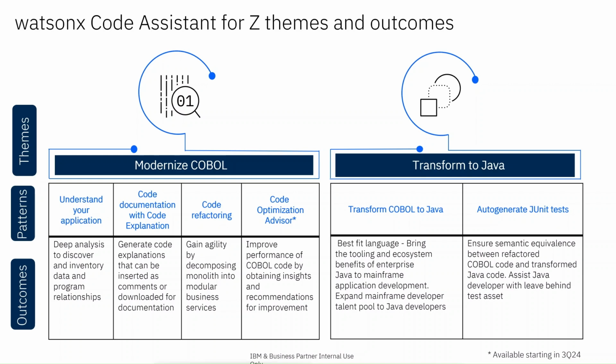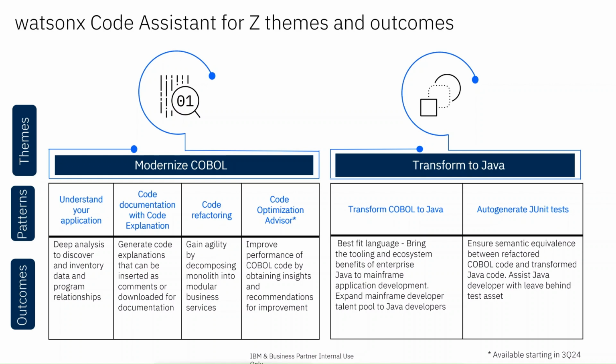Since the availability of watsonx Code Assistant for Z, the workloads are falling under two themes in most clients: modernizing COBOL and transforming to Java. In the modernized COBOL theme, Watson Code Assistant can understand your application, helping it understand the relationships between the data and the programs. Code documentation with code explanation, which is the capability that generates rich explanations for the code. Code refactoring, which is breaking the application into modular business services. And Code Optimization Advisor, which recommends improvements to the code.